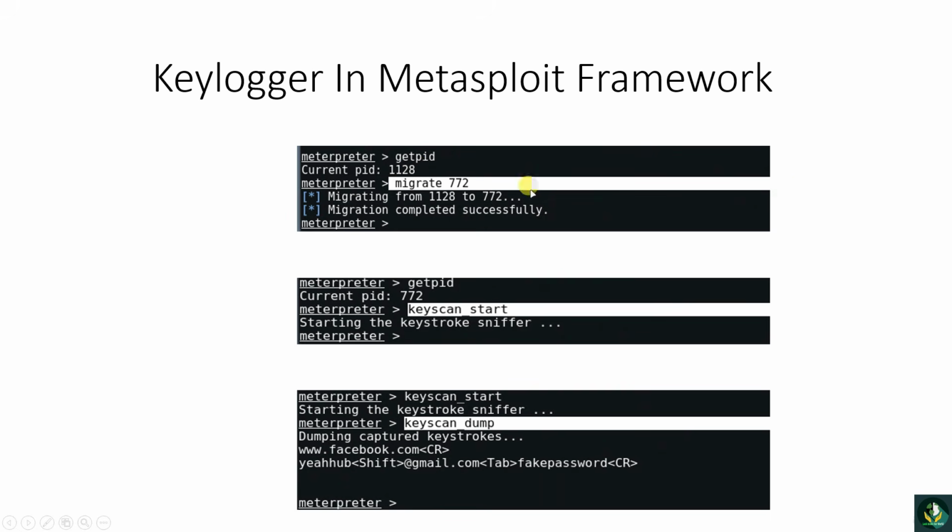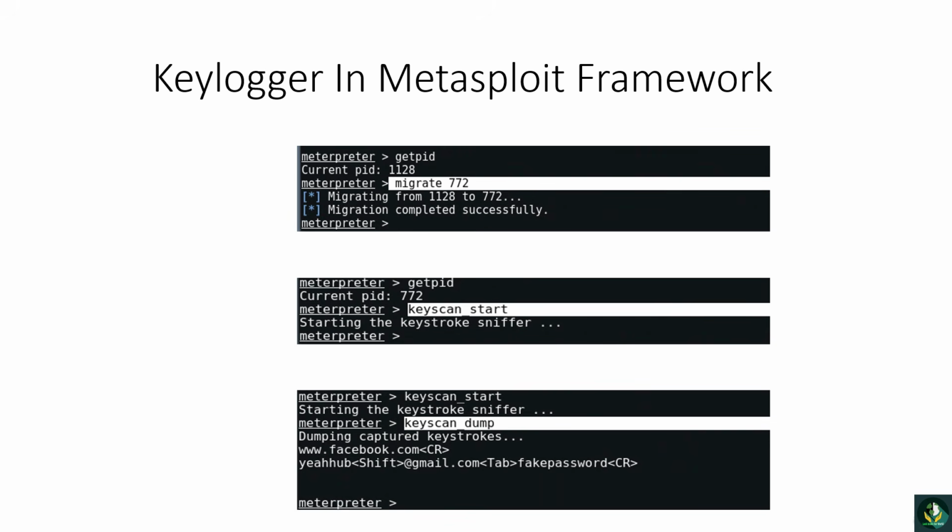To get the explorer.exe PID, as you can see here. So let's go ahead and see what it looks like when you start a remote keylogger. To capture keystrokes, simply type keyscan_start and it will start the remote keylogger.